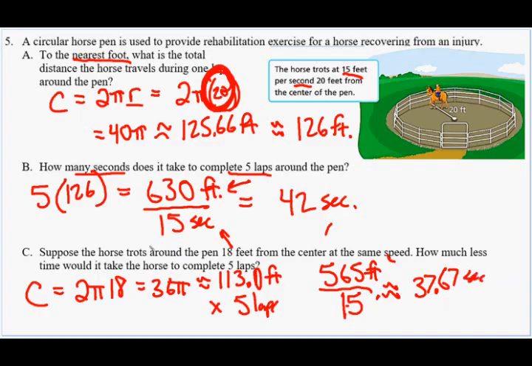So the question was, how much less time? In part B up here, we had 42 seconds, and we're going to subtract the 37.67, and that leaves us about 4.33. Approximately 4.33 seconds quicker, because they moved in a little bit on that radius.